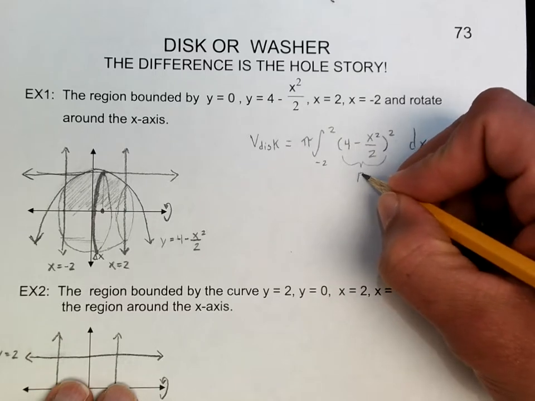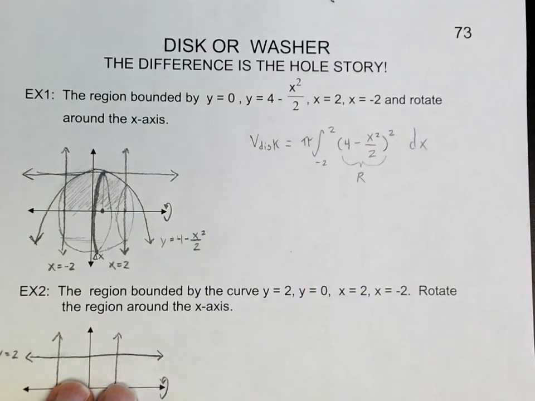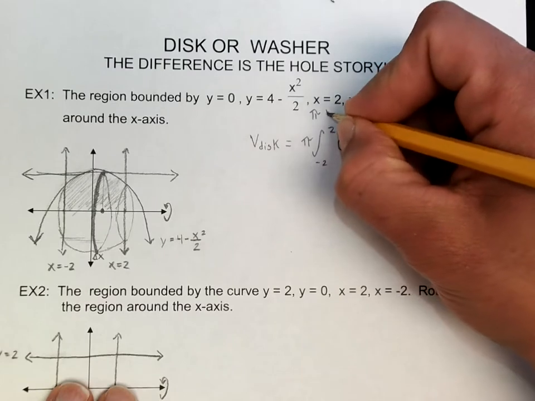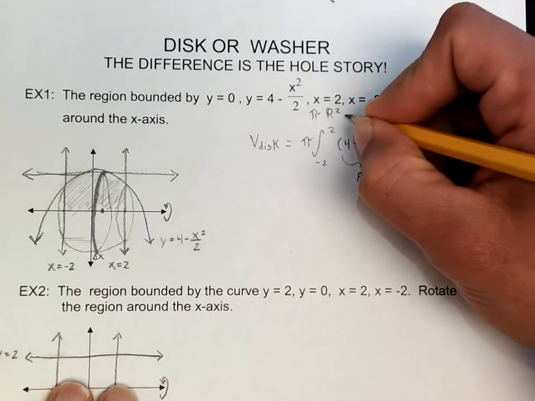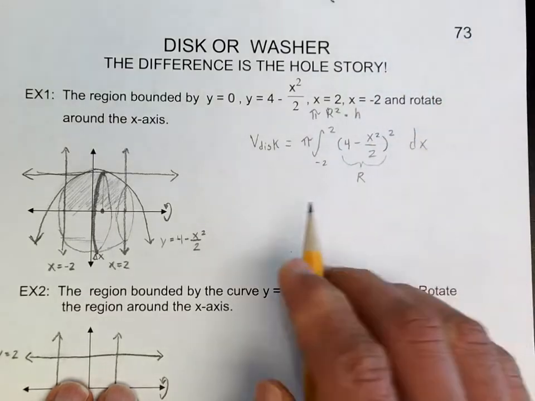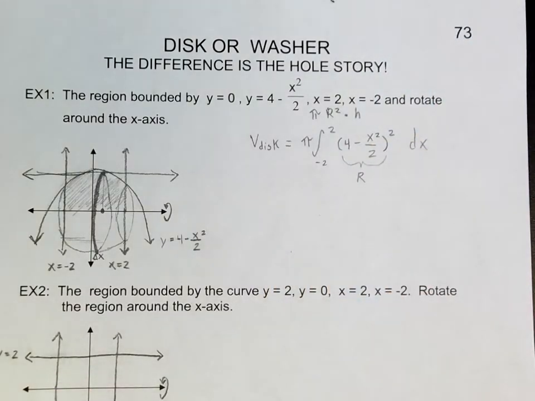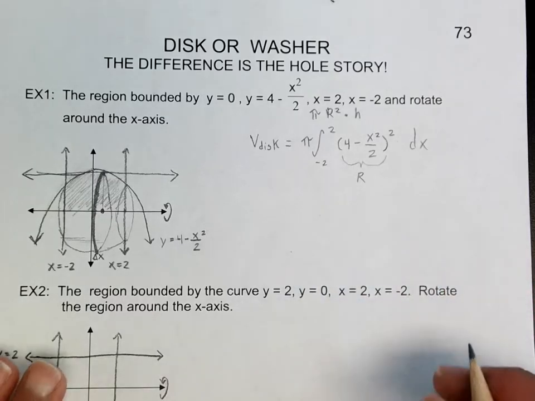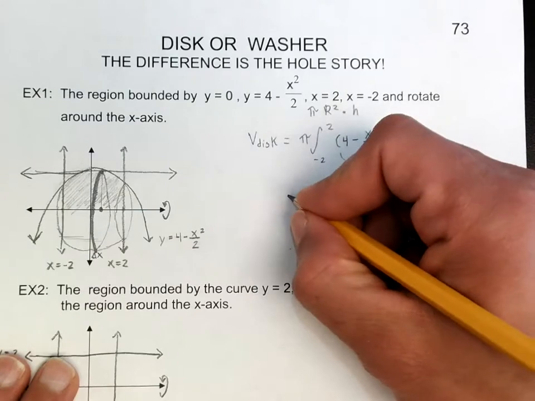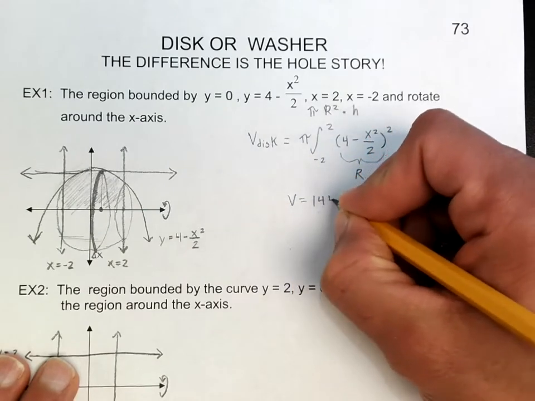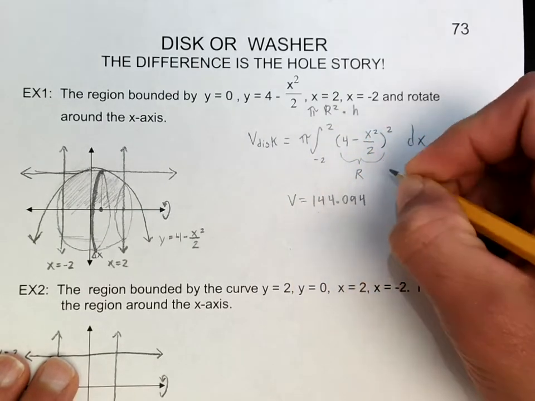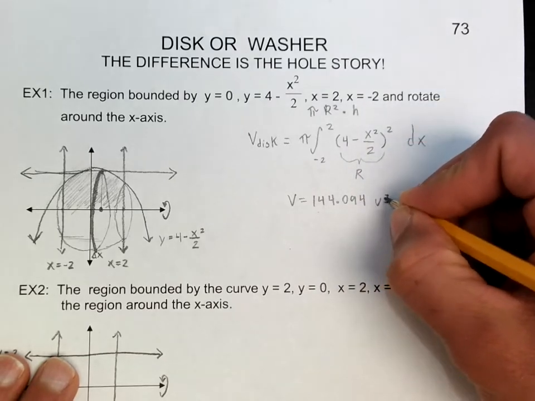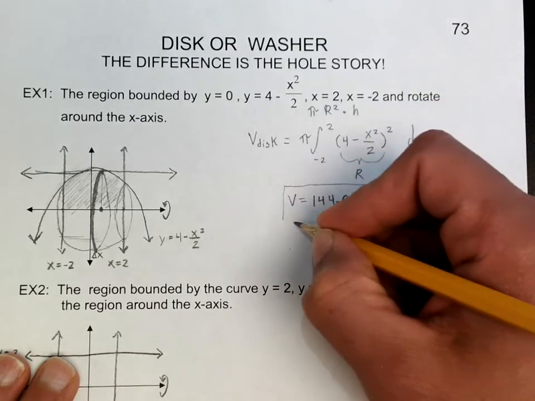That's the radius. I'm going to call this capital R. The inside of that, so remember that the formula that we used before was pi r squared times the height, and that's basically what we have here. So again, if you have any questions, go back and quickly look at what we did on 72. If we put this in our calculator and integrate, we get that the volume is equal to 144.094, and this would be units cubed. So that would be the volume.